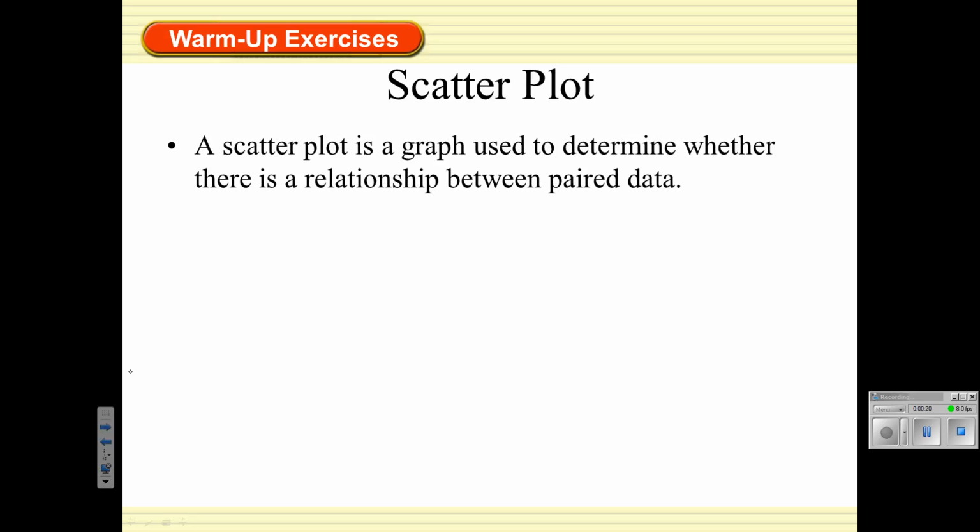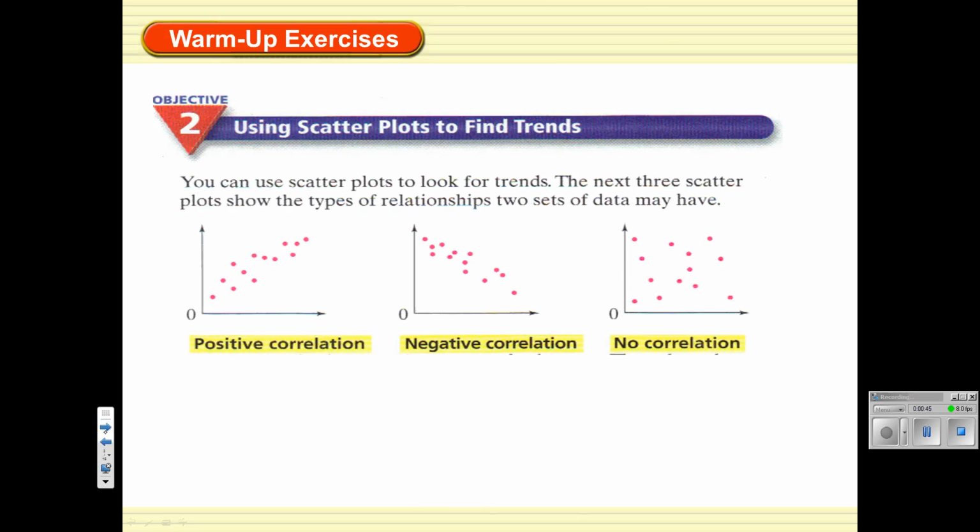A scatter plot is a graph used to determine whether there is a relationship between paired data. This is used in the business world a lot. It's used in science. It is used in experiments, just trying to see if there is any kind of relationship existing between two different items that you're comparing. So scatter plots can show trends in the data. Here are some examples using scatter plots to find trends.